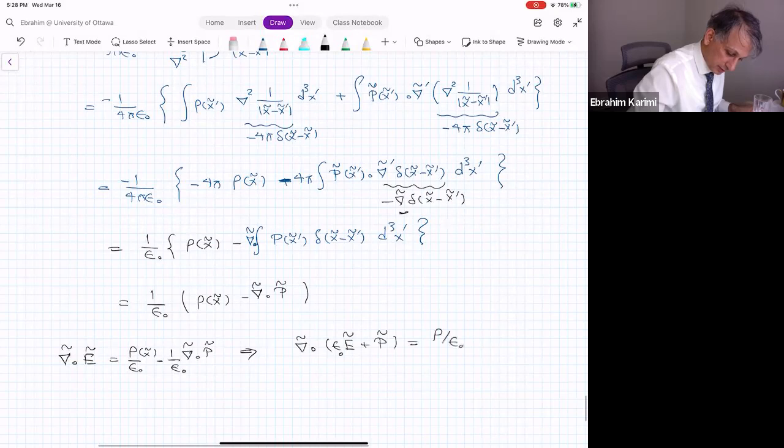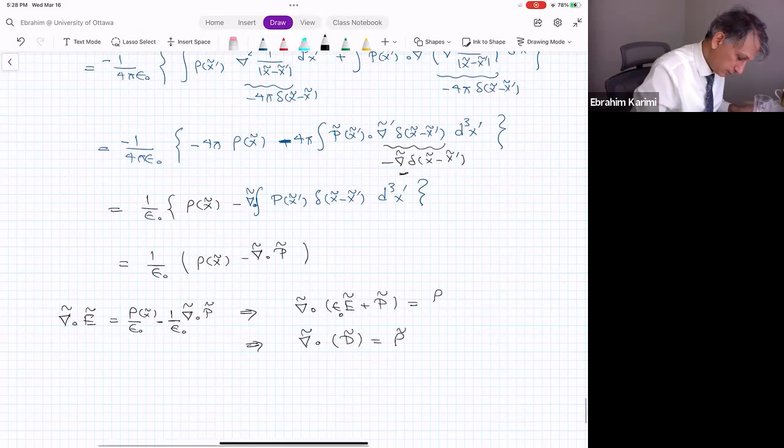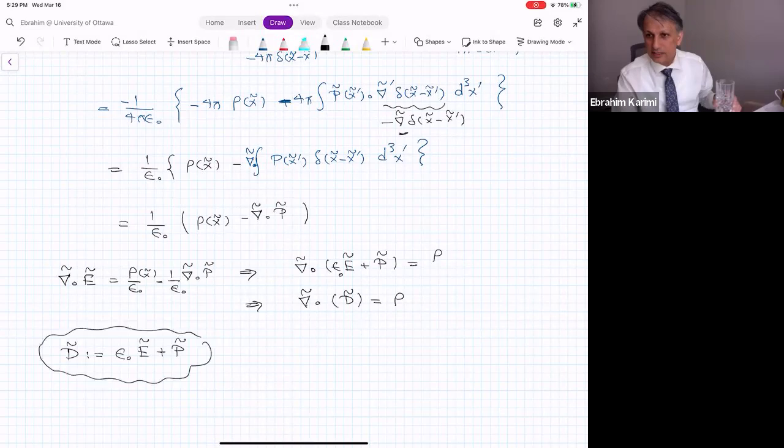Or if you prefer, you can write it as divergence of D equal to rho, where D is defined as epsilon zero E plus P. So we call this the displacement vector, which is given by the electric field plus the dipole moment densities.